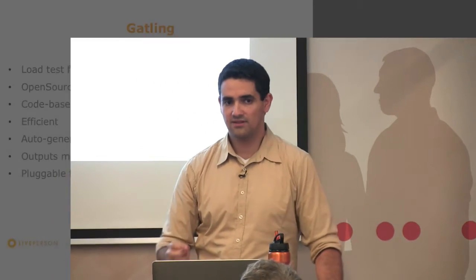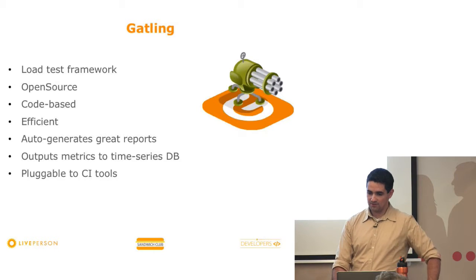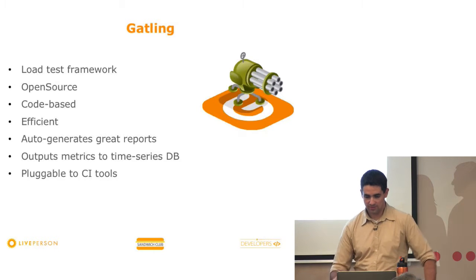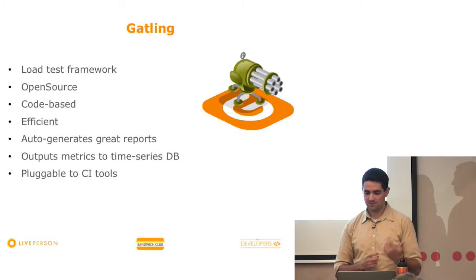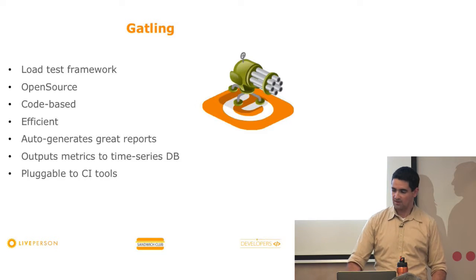In comparison to the most common load testing tool we are familiar with, Gatling was able to generate a request rate 10 times more frequent, 10 times more requests per second than that tool was able to generate.